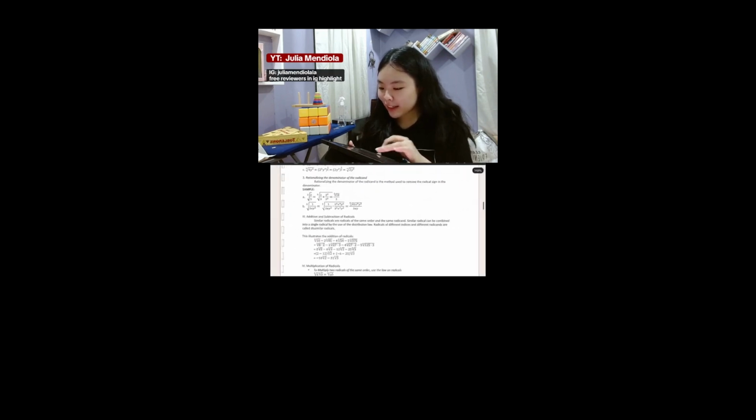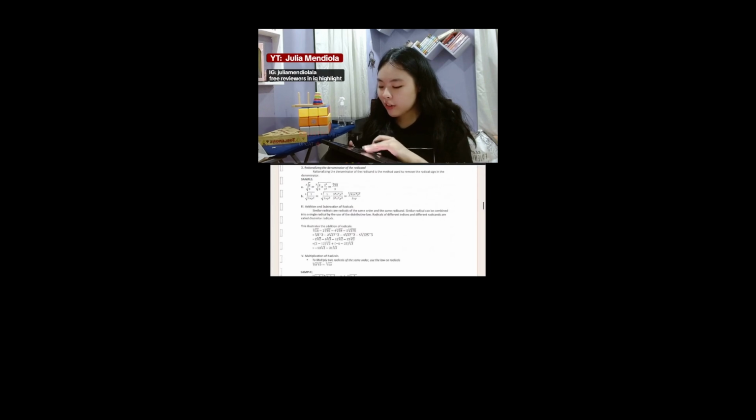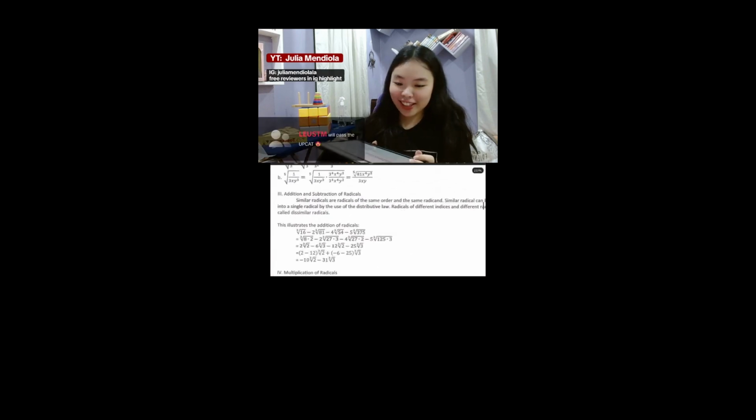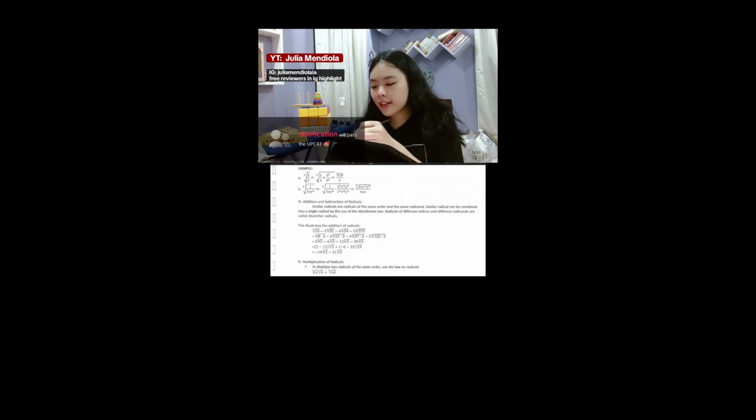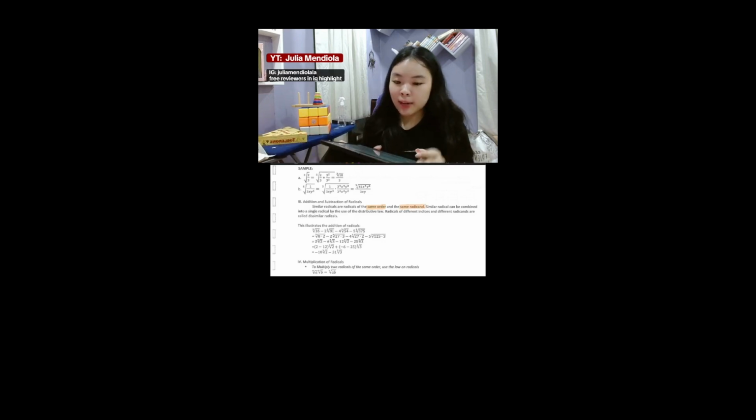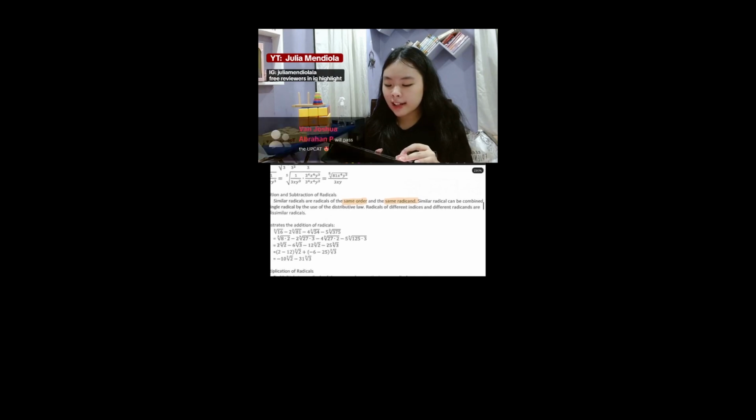Skip lang natin yung question kanina. We're going to addition and subtraction. How are we gonna add and subtract radicals? Pwede lang ma-add and subtract ang radicals of the same order. Kailangan same order and same radicand. Ano ibig sabihin ng same order and same radicand? Order is the index that I was calling.